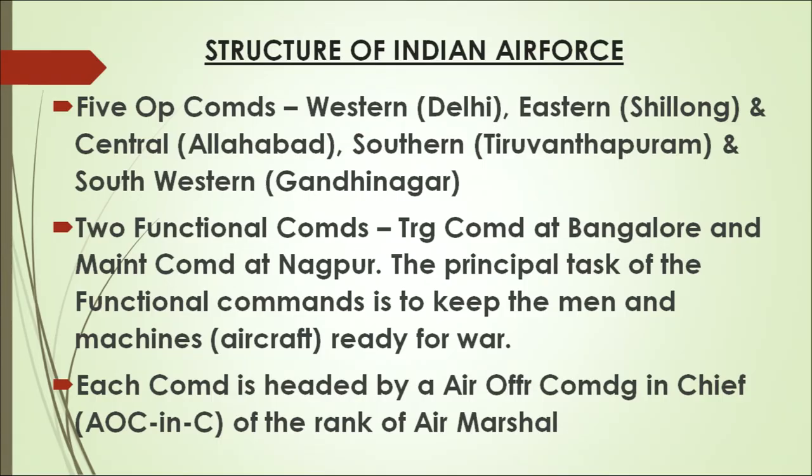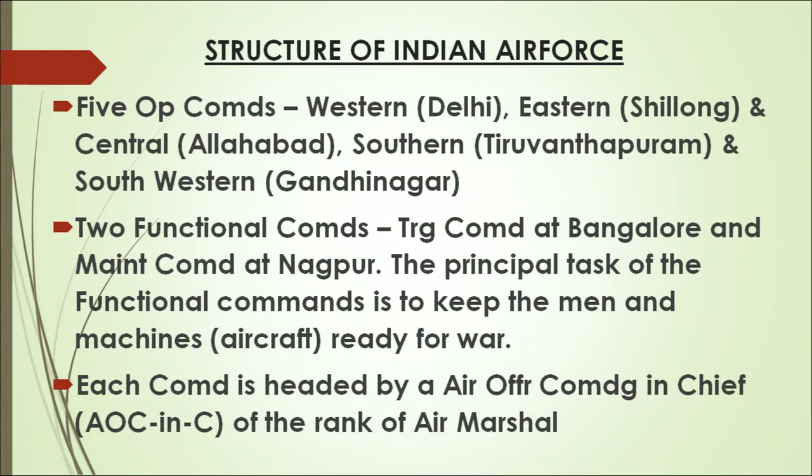The structure of the Indian Air Force. The Indian Air Force has five operational commands. The Western Air Command is in Delhi, the Eastern Air Command is in Shillong, Central Air Command is in Allahabad, the Southern Air Command is in Thiruvananthapuram, and Southwestern Air Command is in Gandhinagar. Other than this, they have two functional commands, the Training Command located at Bangalore and the Maintenance Command located at Nagpur. These are to keep the men and machines always ready for war.